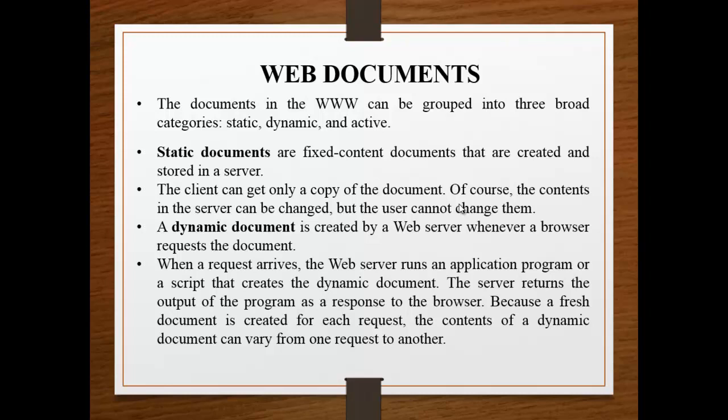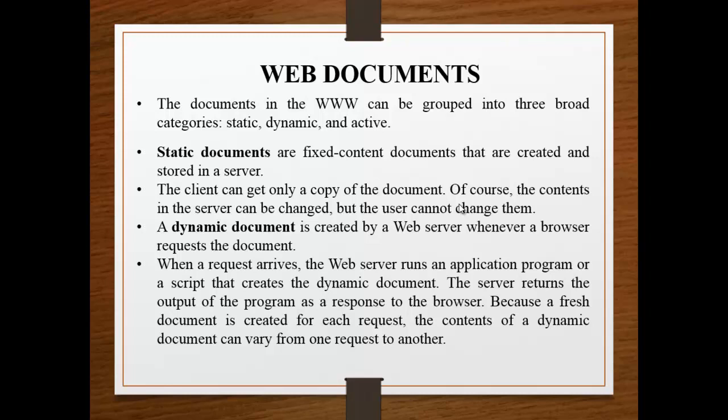The second kind of document is the dynamic document. A dynamic document is not a fixed content document, but it is created by the server. Every time a request arrives, the server will run a script or a program to create a dynamic document, and it will give the client the response of the program. So every time the client gives a request, a particular program runs in the server system and the result of the program is given to the user. This is a dynamic document.